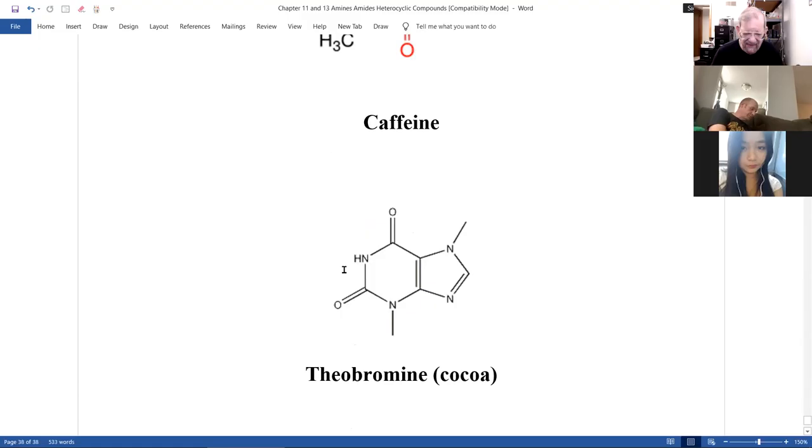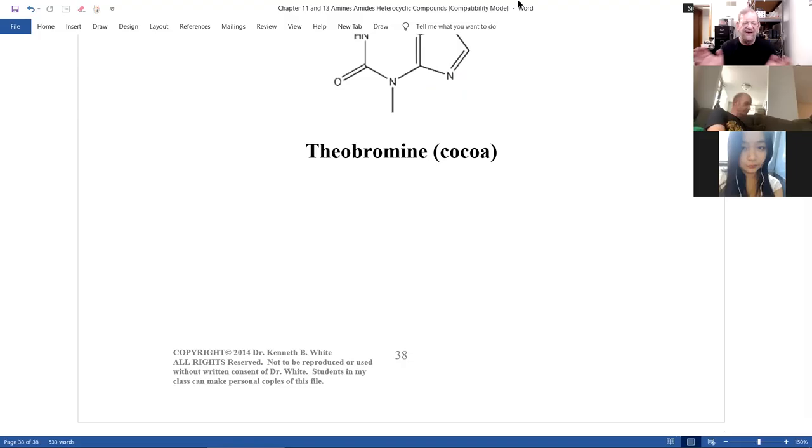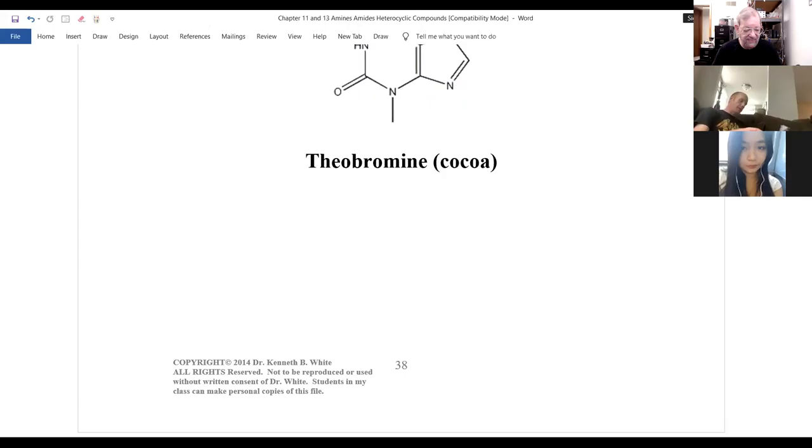Well, if you look at theobromine, it's the identical structure as caffeine, except the nitrogen between the two carbonyls has a hydrogen. Well, for me, I can take or leave chocolate. But if you've ever heard of people who are chocoholics, they can get addicted to this in their body the same way most of us get addicted to caffeine. And that's the chapter, I've done it. Yay, we're done with this chapter.